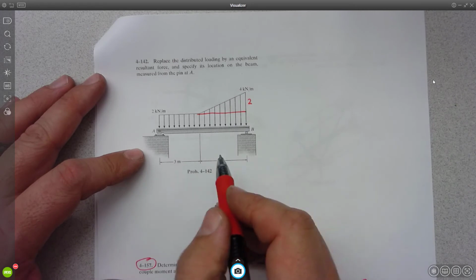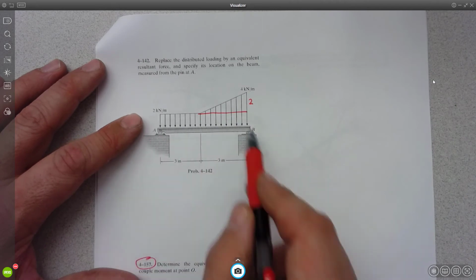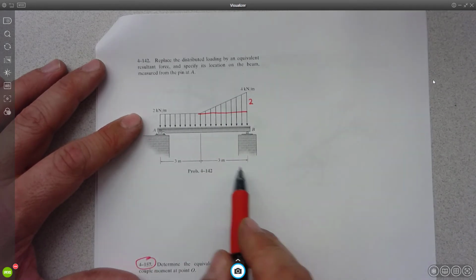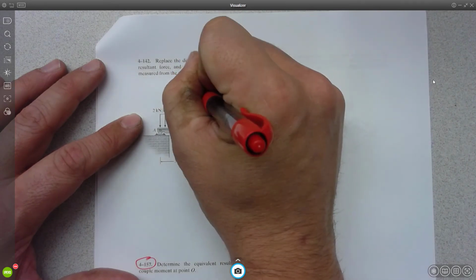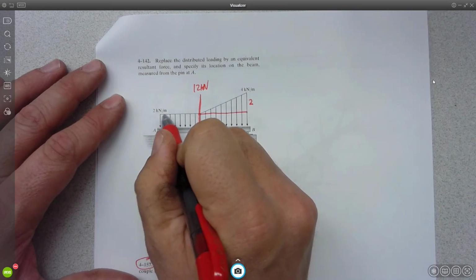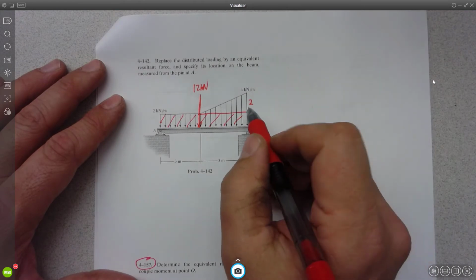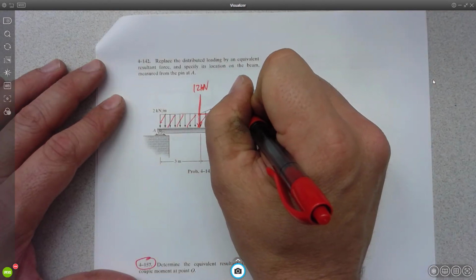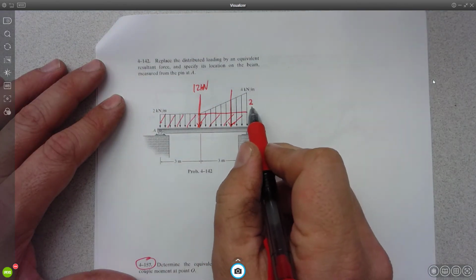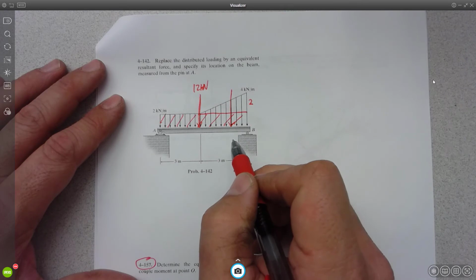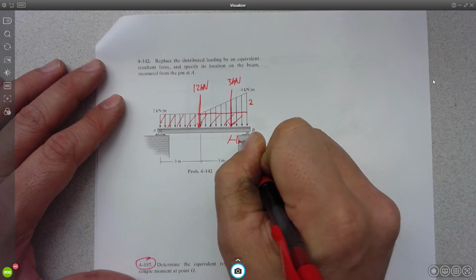So it's easier to say, I've got a 2 kilonewton per meter rectangular load that's 6 long, right? So that'd be 12 kilonewtons right smack dab in the middle, and that 12 kilonewtons is due to that rectangle. And then I have another load right here that's going to be 3 times 2 is 6, divided by 2 is 3. A 3 kilonewton load that's 1 meter from the end.